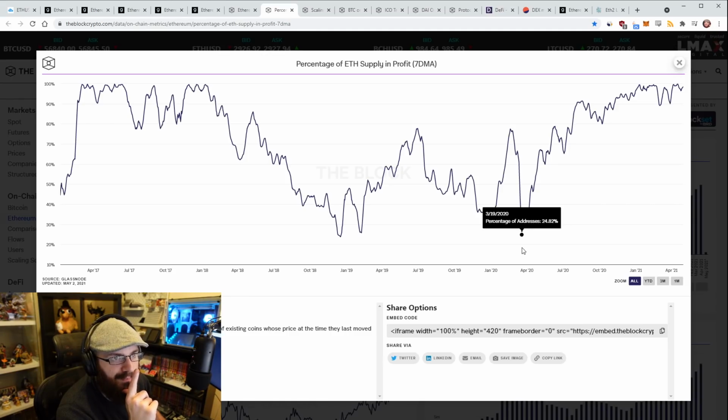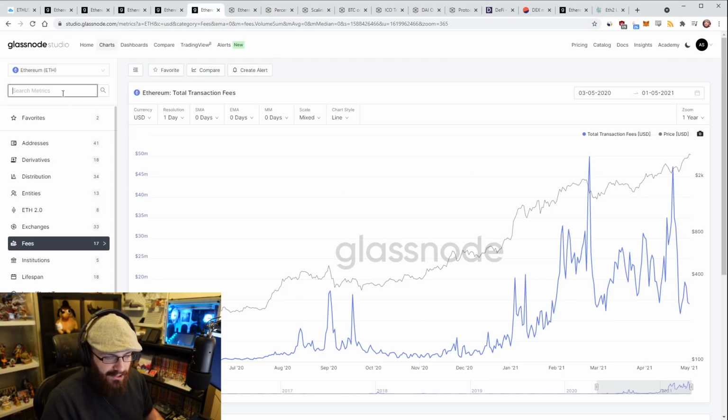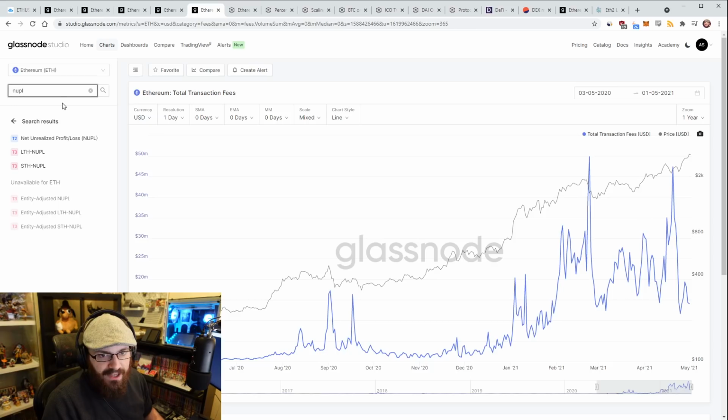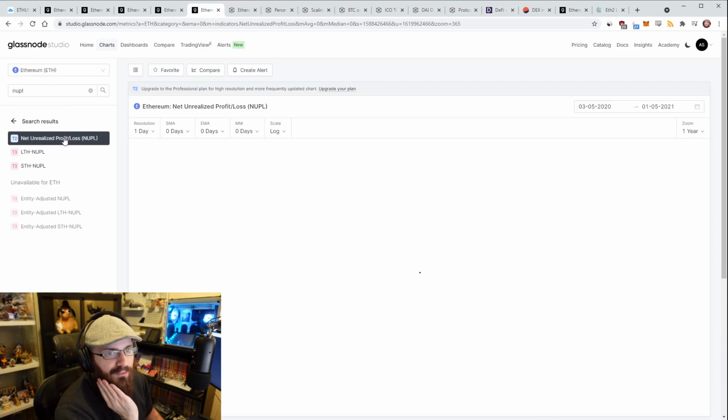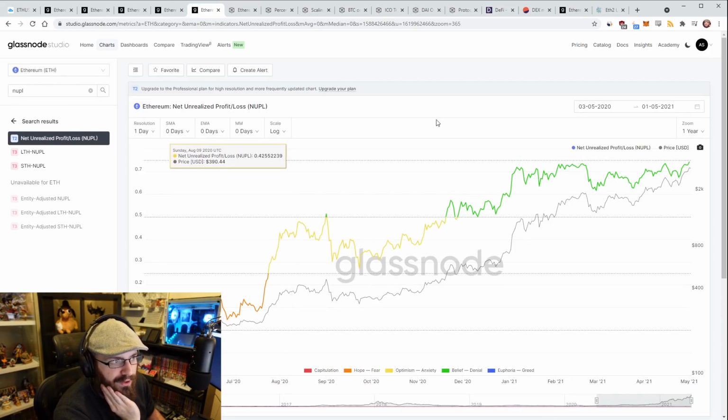And there's actually another chart that I want to show. Actually, I didn't show it. I haven't got it loaded up here. Maybe I should show it, actually. I'll just show you what I mean by percentage in profit. So there's this thing called the net unrealized profit and loss indicator, or NUPL.